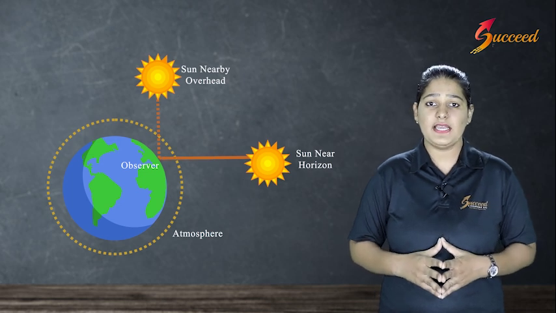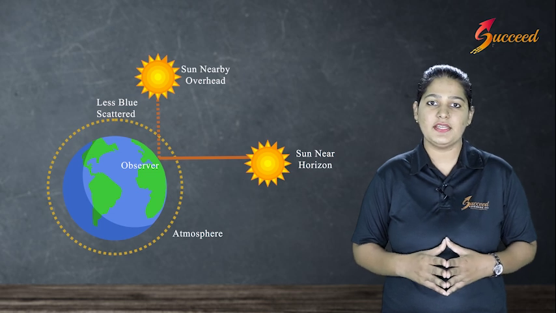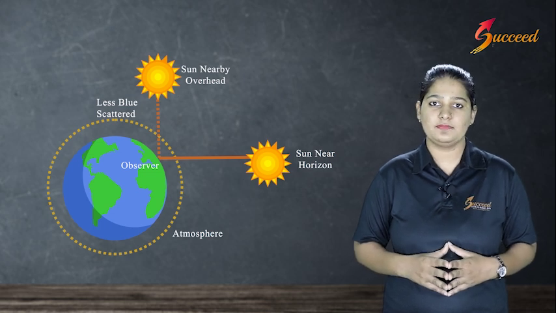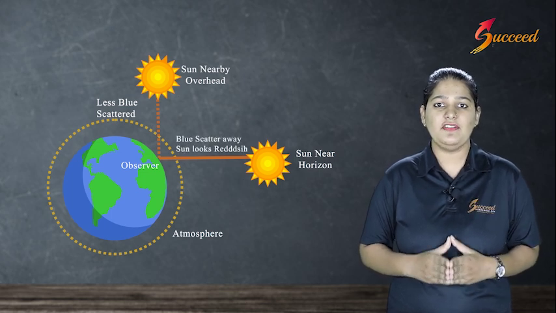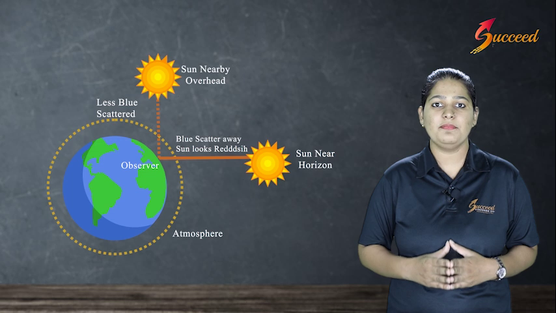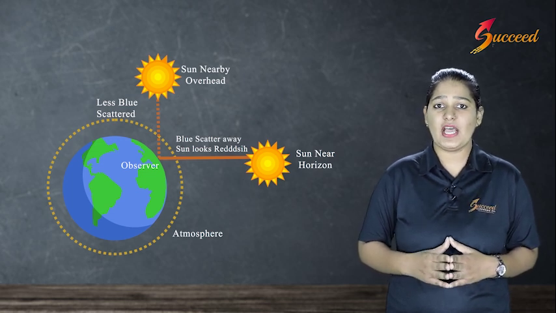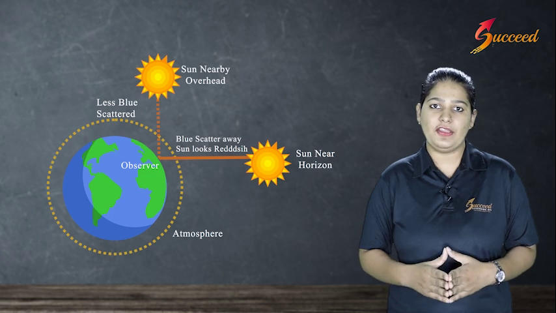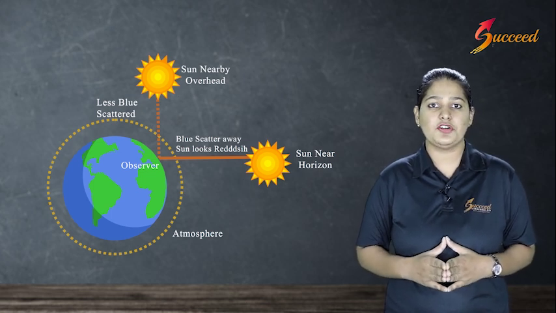At noon, the sun appears white because of the least scattering of the red and violet colors. Near the horizon, most of the blue light and shorter wavelength colors get scattered by the tiny particles. So, the light which reaches our eye will be of longer wavelength. This leads to the appearance of the reddish color of the sun.